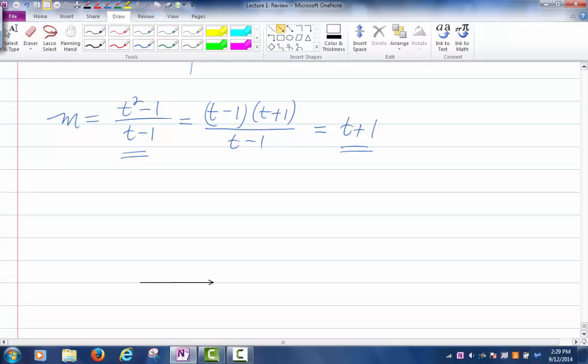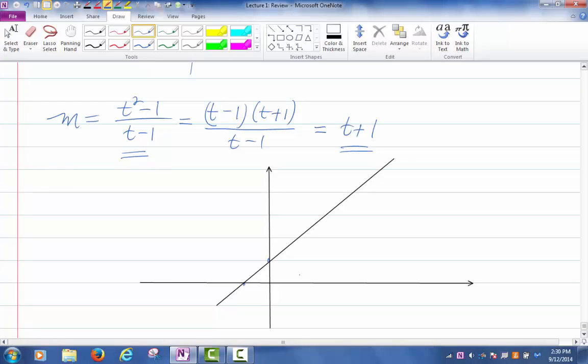Well, the graph looks like the following. What's the graph of t plus 1? If this is 1, this is 1, then the graph looks like this. This line is the graph of t plus 1, right? You guys agree with that? Now, this is the t-axis, and this is, not the y-axis, I guess I'm using m. So maybe write m here.